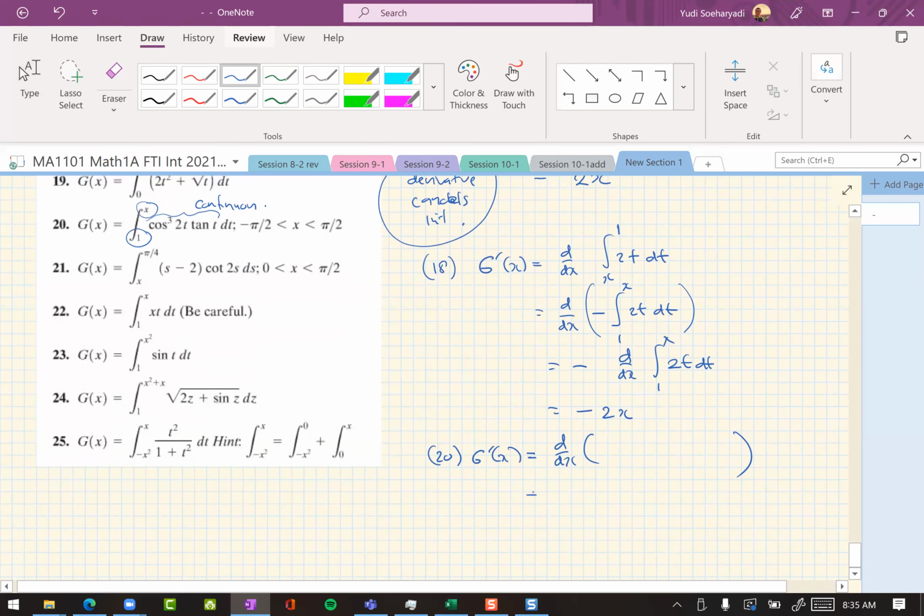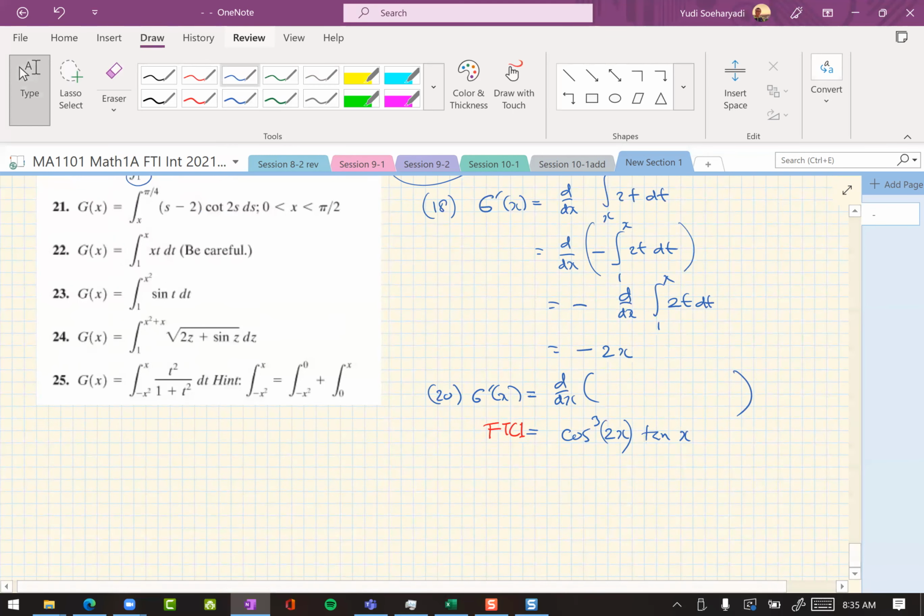So what FTC1 says is that the derivative cancels the integral. So what happens is you just get the f back with x as the variable. So it just replaces t by x. Okay, so let's do 22.